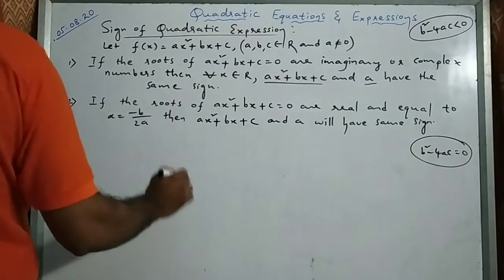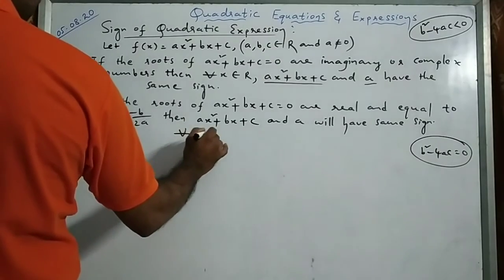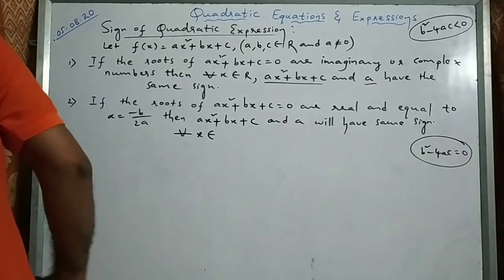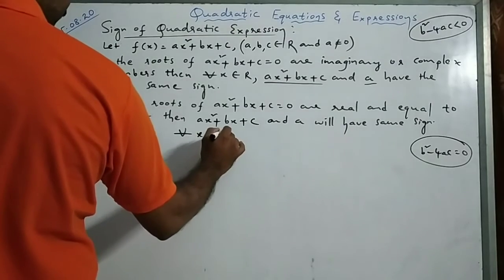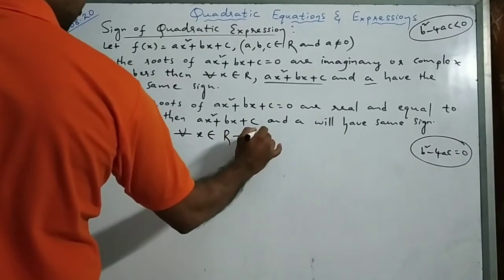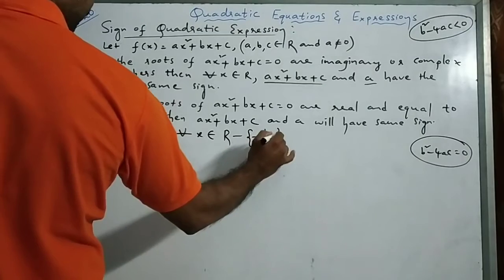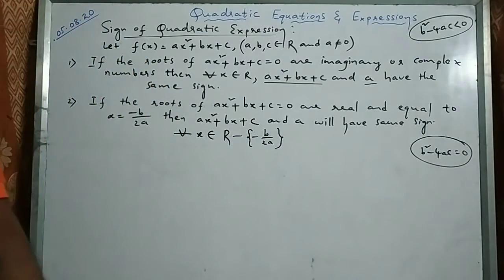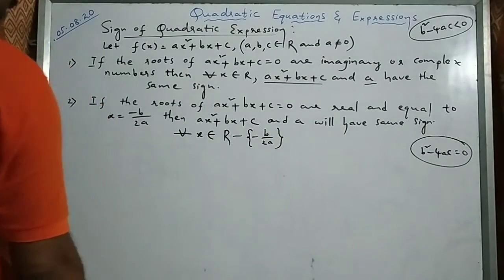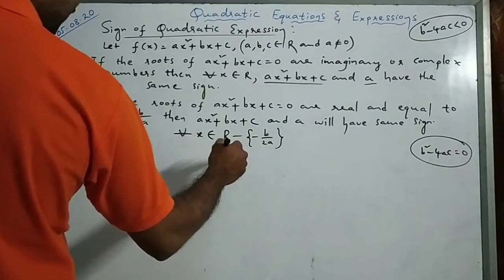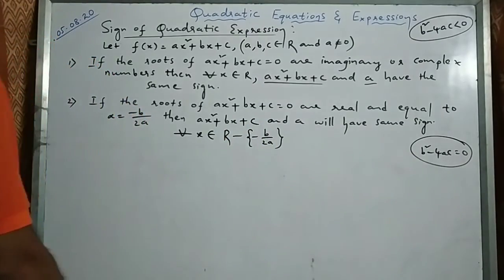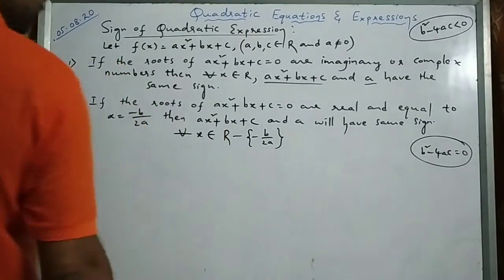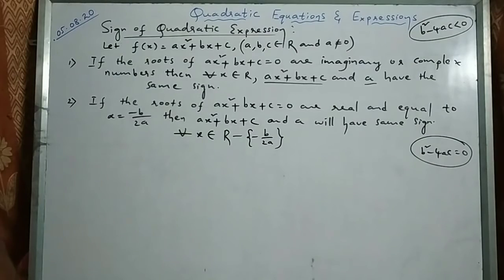This condition is important: for all x belongs to R except minus b by 2a. For all the real numbers except minus b by 2a, ax square plus bx plus c and a will have the same sign. Okay. Next.